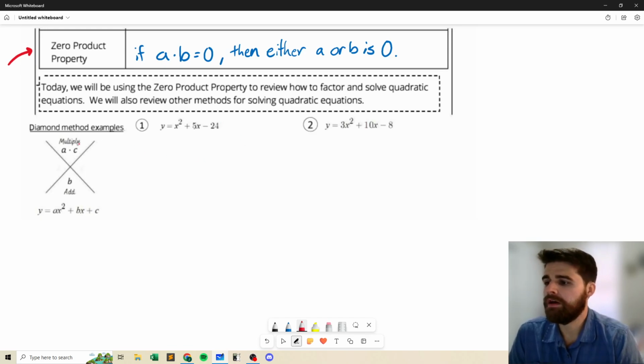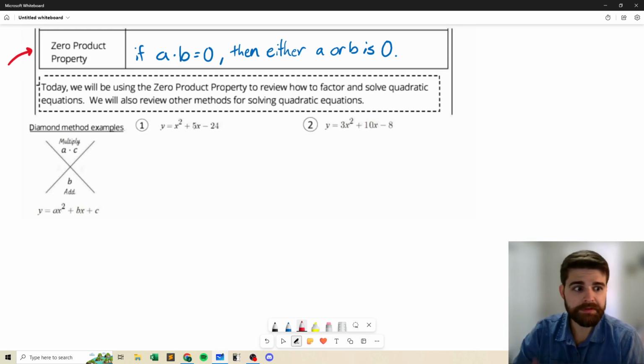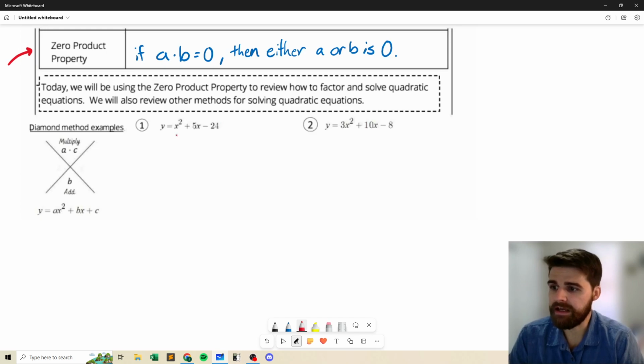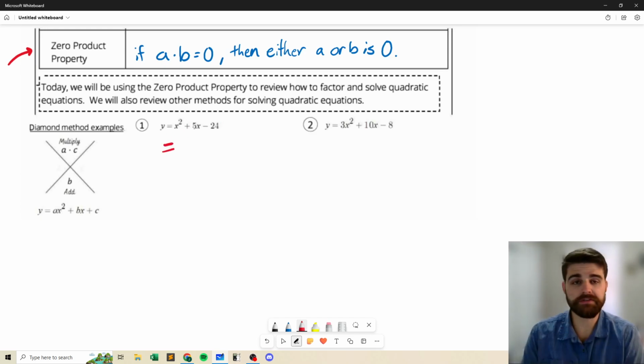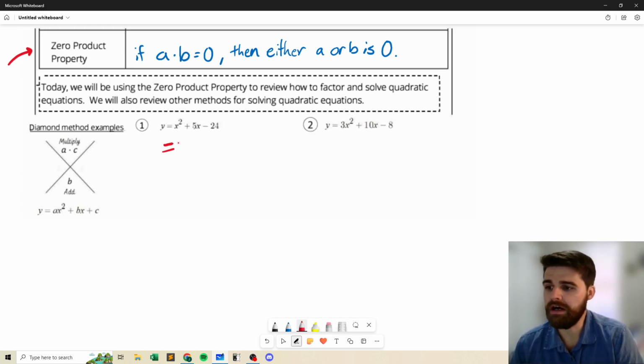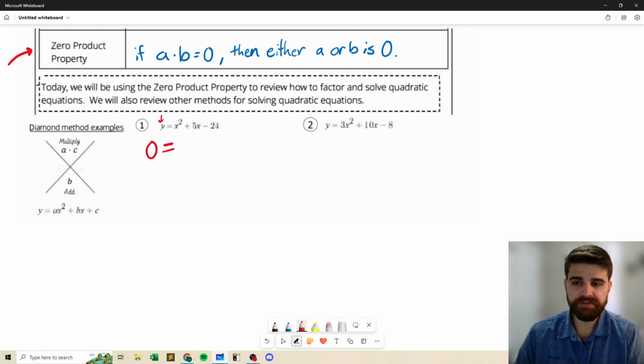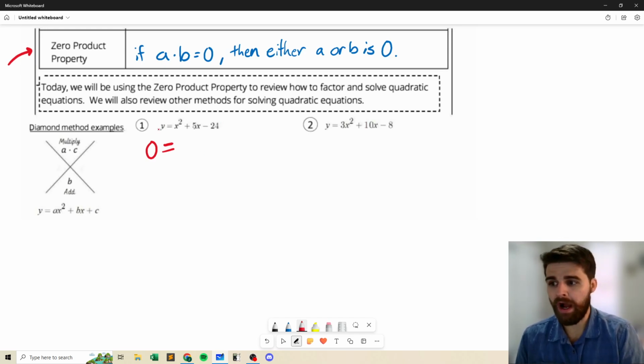If things are multiplied together and giving us zero, then one of them has to be zero, at least one of them. Okay, so I like to use the diamond method to help me organize my thoughts as I am trying to factor this. So I want to know where are the solutions or the roots of our quadratic. So I'm going to make my output equal to 0 because that's what I'm looking for. When y is 0, we hit the x-axis. So I've got x squared plus 5x minus 24.